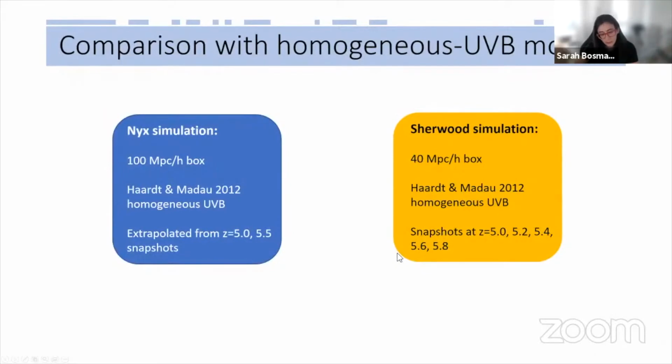Okay, so now we can answer the question I asked at the beginning. Down to what redshift do we see excess scatter in the Lyman-alpha optical depth distributions? So to answer this, we compared our observations divided in bins of 0.1 in redshift to homogeneous UVB models. I'm going to show results from the Nyx simulation, but we also cross-checked with Sherwood. Both of them use a homogeneous Haardt-Madau UVB. And we wanted to check that changing the box size or the code or the number of snapshots was not having much of an effect, as I'll show briefly at the end.